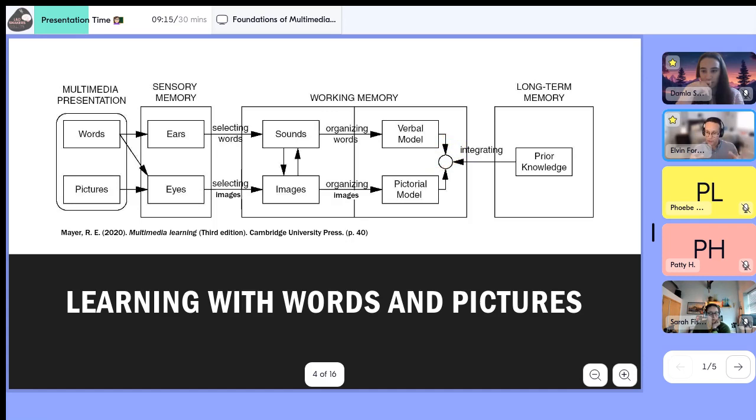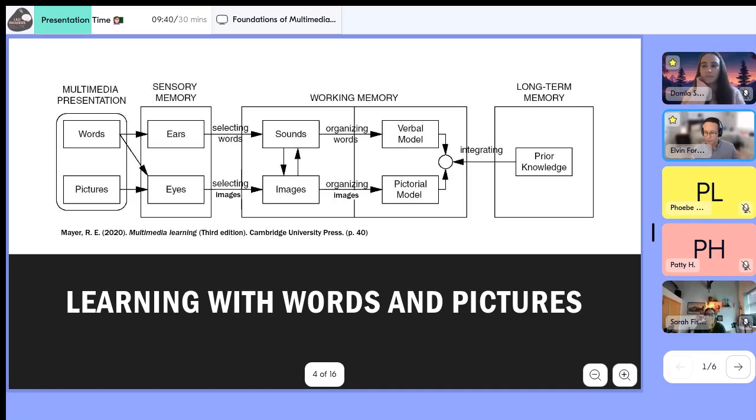And those connections make a fuller model that would have been possible without the integration of both words and pictures. And then you get long-term memory. It's encoded into your long-term memory, and you connect that integrated model into your prior knowledge. And that's how it gets stored for the long term. And so this is what it's called the information model. This is how Mayer thinks it works.